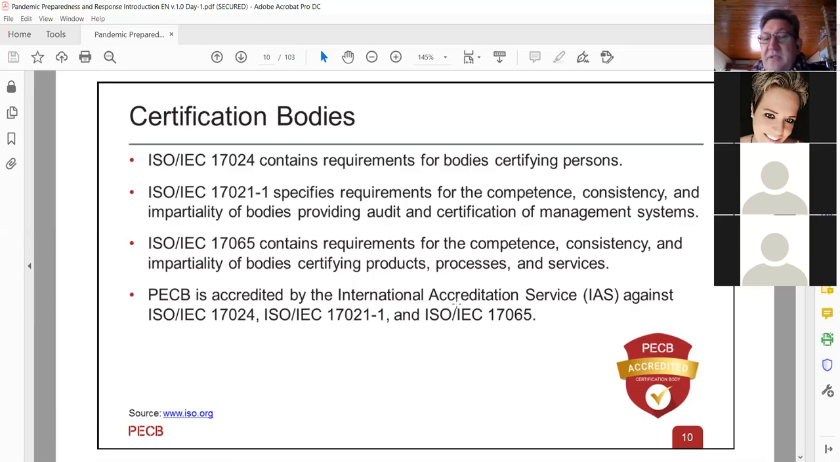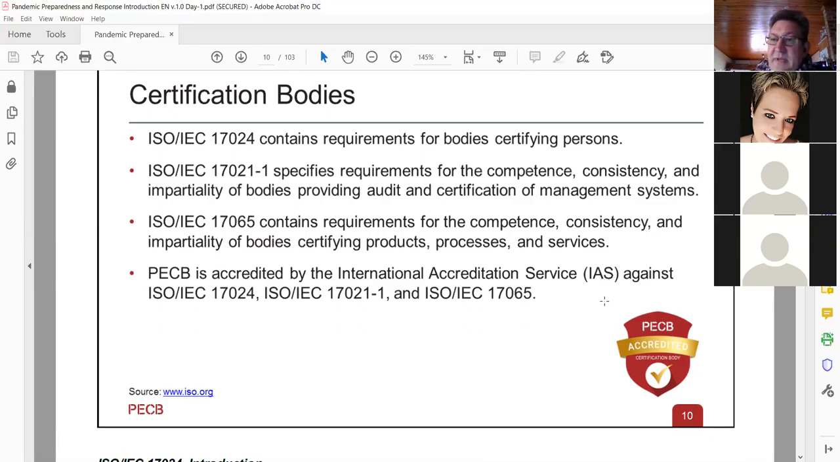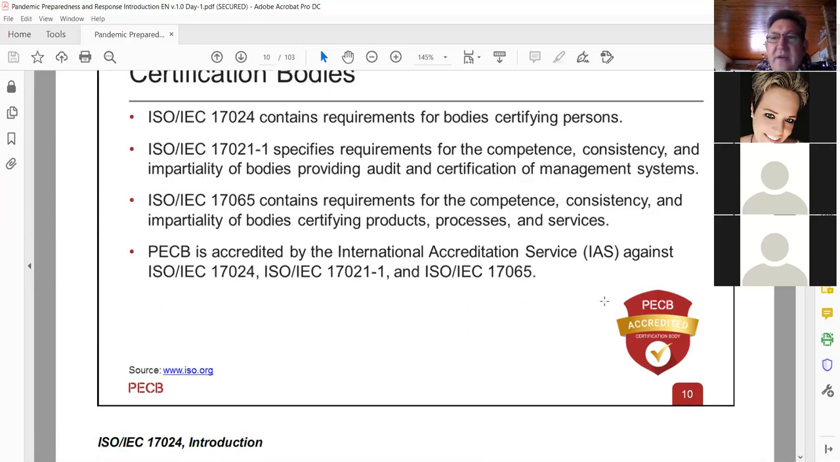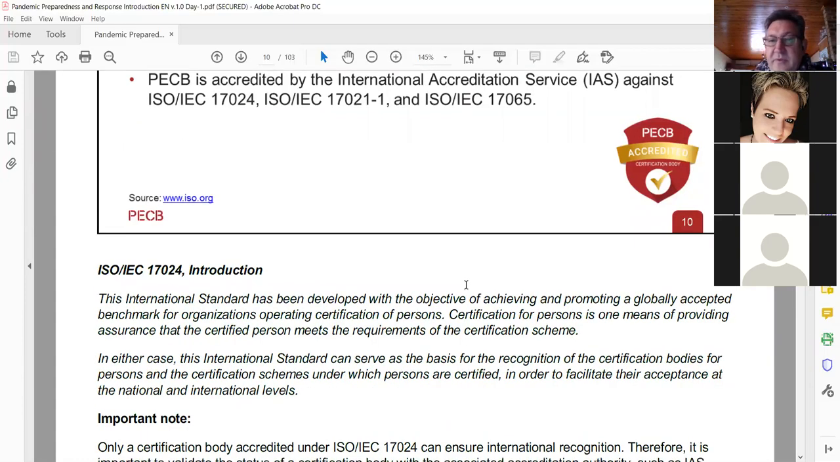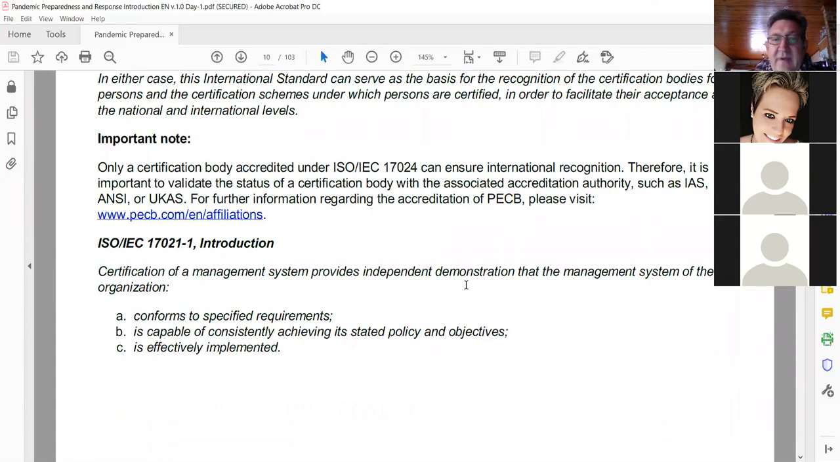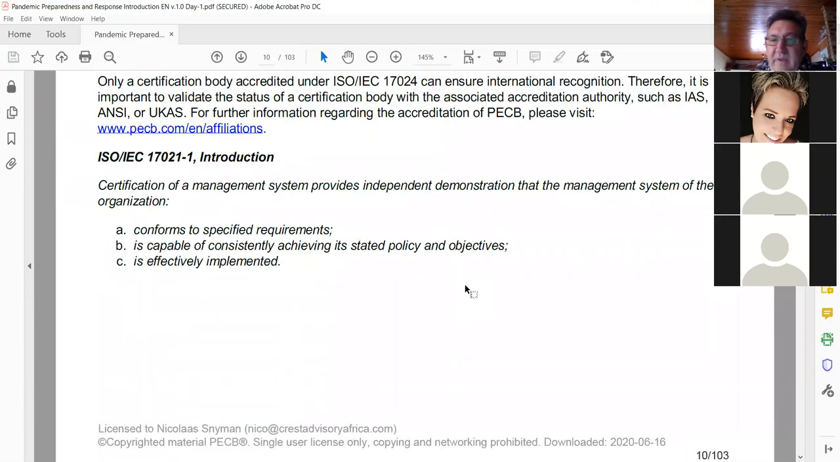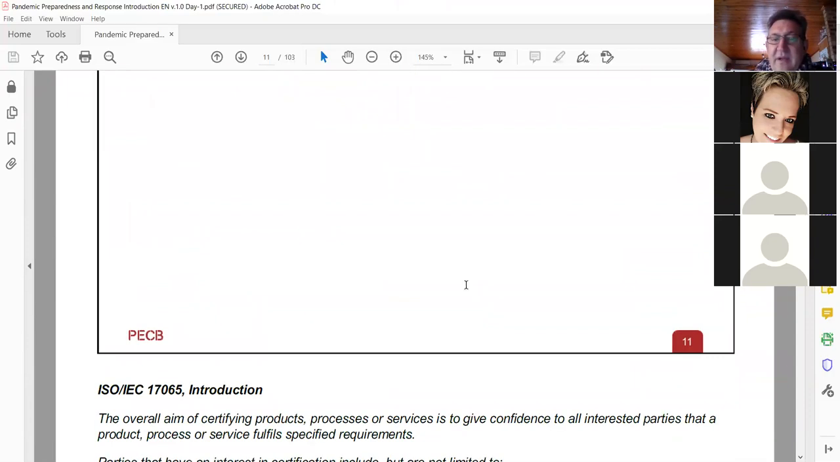And then PCB is accredited by the International Accreditation Service, the IAS, and you can go to the IAS website, iasonline.org, and you will find the PCB with all the accreditation and all the approvals that are there. So that is fairly straightforward.